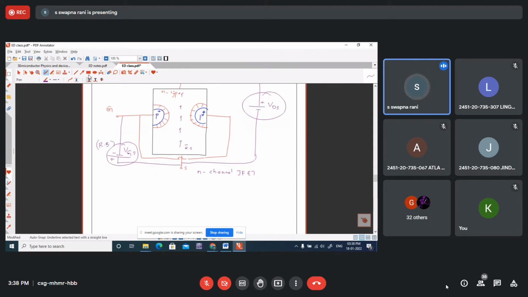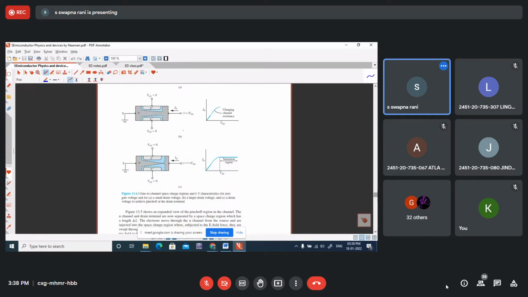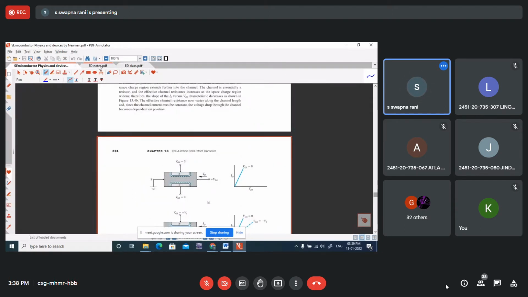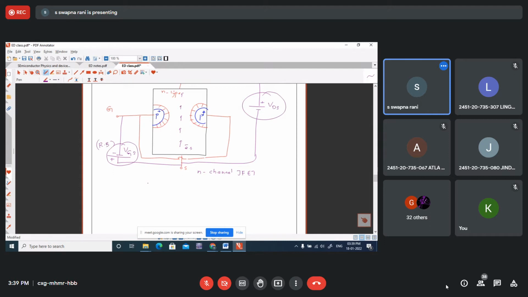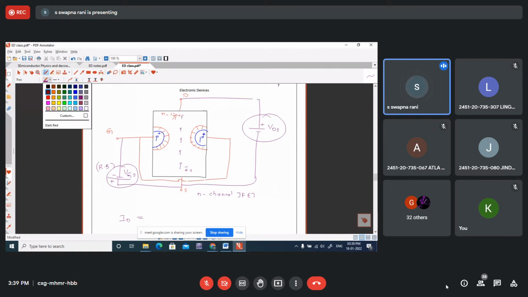Okay. Now we will see the working of JFET. Just now we have seen the drain current. It is the current generated due to the movement of charge carriers from source to drain. When electrons are moving from source to drain, the drain current will be opposite to the direction of electron current, because the conventional current direction in any electronic device is always the direction of hole movement, that is, opposite to the direction of electron movement. So this is the drain current.